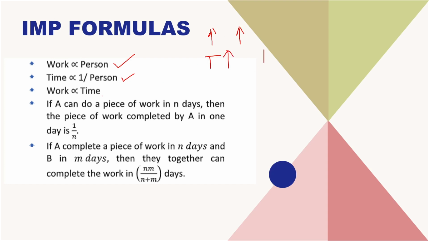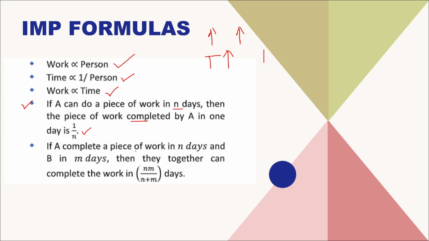And the third formula is saying that work is directly proportional to the time. This is just an example which they have given here, a formula in an example kind of thing. If A has to do a piece of work in n days, then the piece of work completed by A in one day will be 1/n. What is n? n is the number of days. He will complete 1/n of the work in one day, so directly I'll take the ratio 1/n.